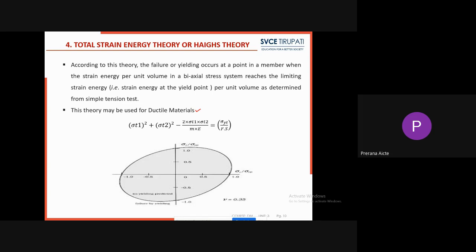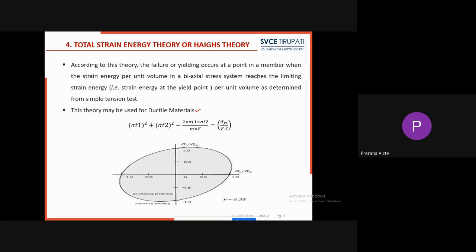So we are not supposed to consider that brittle material has strain energy. We consider only ductile material. Why? Because it clearly absorbs an amount of energy while breaking the specimen. That's why this theorem can be applied for ductile material.